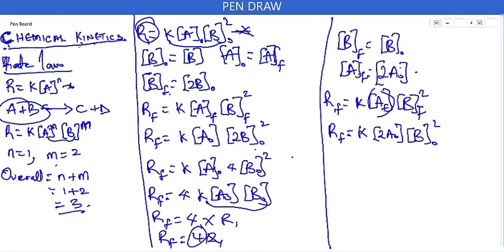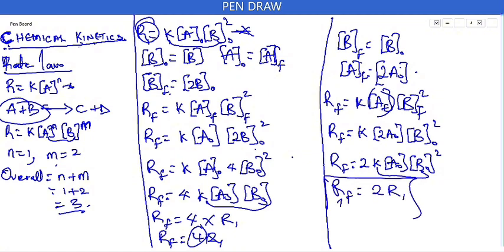I can bring out these 2, so my RF is equal to 2K A naught B naught squared. K A naught B naught squared is still the same thing as R1. So my final rate of chemical reaction will be 2R1. So you can see if I increase the concentration of a first order reactant by a factor of 2, the rate of chemical reaction is increased by a factor of 2. But if it's a second order reactant that I increase by 2, my rate of chemical reaction will be increased by a factor of 4. We should take note, very very important.